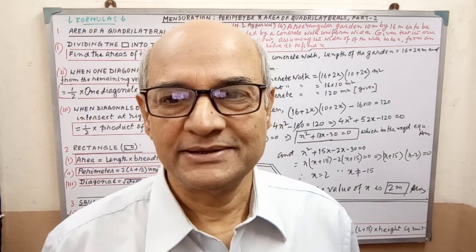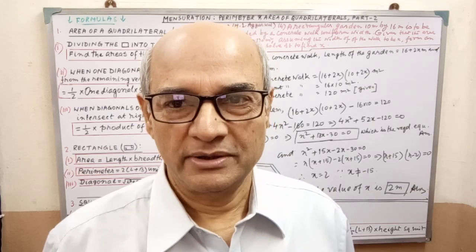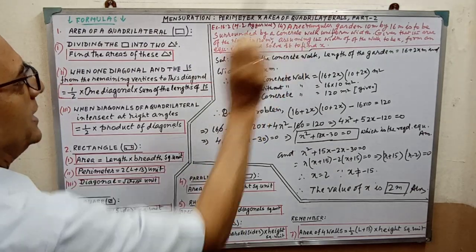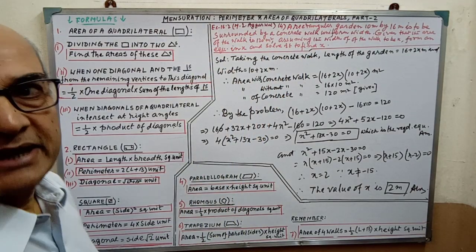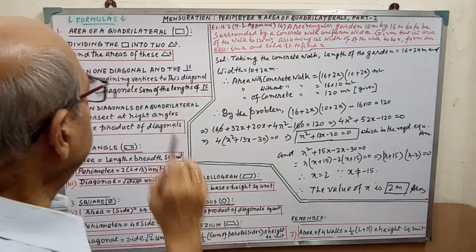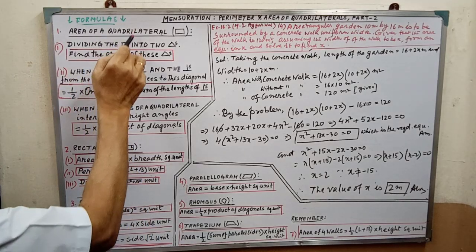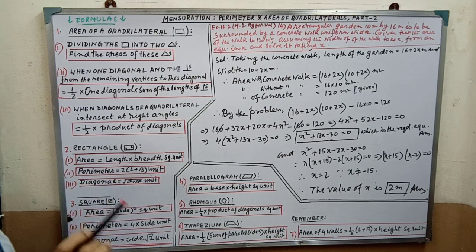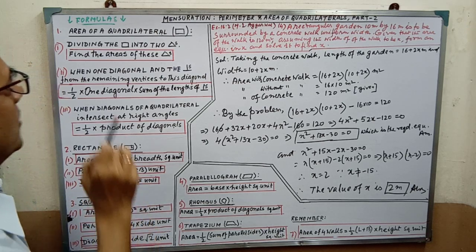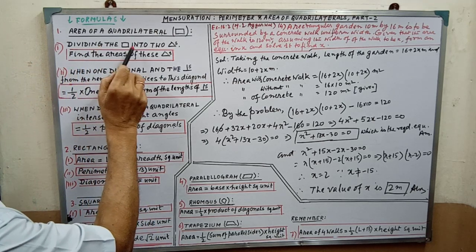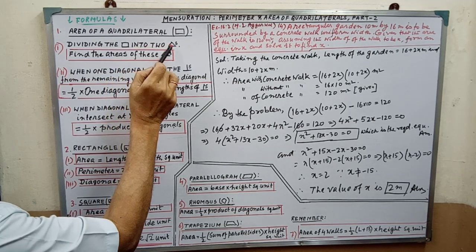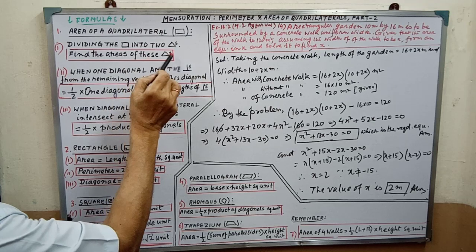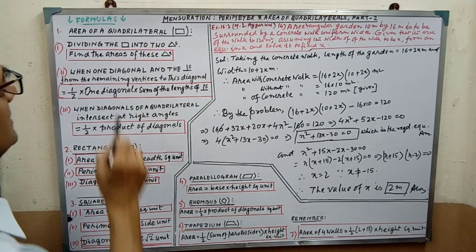Today for class 9, Mensuration, part 2. Here, on quadrilaterals, there are 6 types of quadrilateral. See here, on quadrilateral, there are 3 ways we may get the area of a quadrilateral. First, dividing the quadrilateral into 2 parts, that is 2 triangles. Then finding the area of these triangles, you will get the area of the quadrilateral.